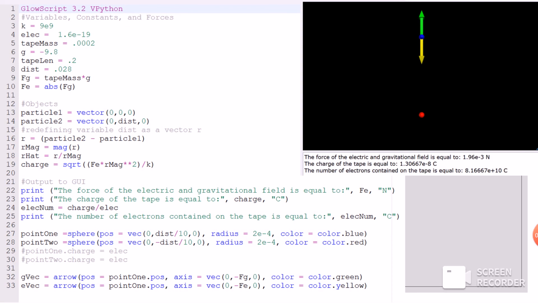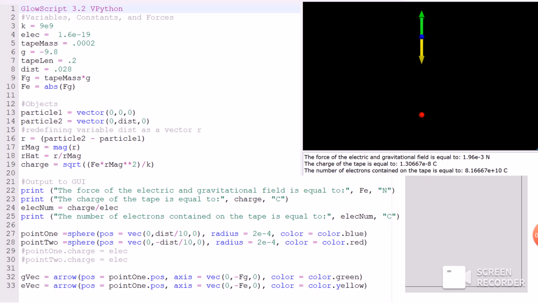Nearly last up, we have our GlowScript code and model. To the top right, you'll see the visual representation of the data. Tape A and B are shown as point charges in the model on the right. Tape A is shown as the red sphere, and tape B is shown as the blue sphere. The yellow arrow pointing downwards is the gravitational force acting on tape B, whereas the green arrow pointing upwards acts as the electric force acting on tape B.